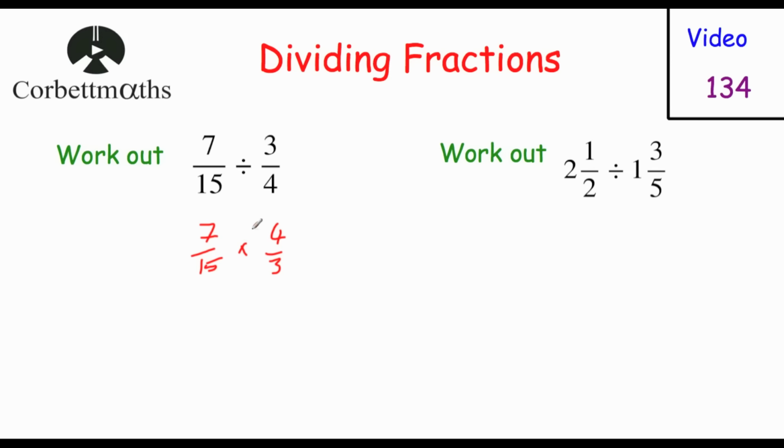Now we've got multiply, so we can just multiply the numerators and multiply the denominators. So 7 times 4 is equal to 28, and 15 times 3 is equal to 45. So the answer is 28/45. And apart from 1, they've got no other common factors. So that's it. If you watch video 134, that'll be quite a useful video to see why this works. But in this video, I'm just trying to make sure that you're familiar with each of these topics.